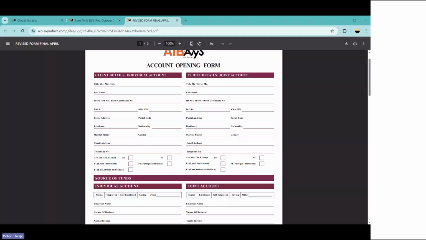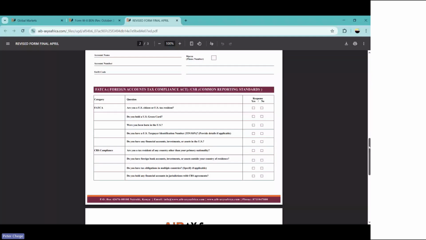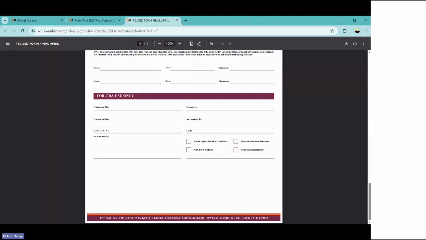What are the supporting documents required when opening an international account when you already have an account with AIB? If your account is full KYC in AIB, you only need that W8BEN form. However, if you have never provided any documentation, I hope I'm sharing the same screen. If you scroll down, the only thing you need is your ID or a Kenyan passport, a 3-month bank statement, a KRA PIN certificate, and a passport size photo. Nothing else.